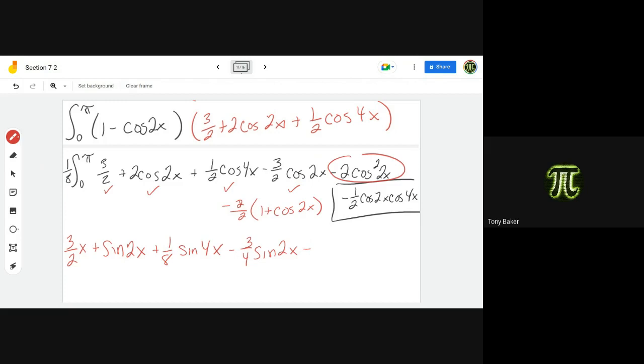And now I took this piece and changed it, using the exact same rule I did at the beginning. I took the cosine squared and changed it into, it should be 4x, not 2x, because I have a 2x inside of it. All right, so now I have to do the integral of that. That's going to be negative x and negative 1/4 sine 4x.